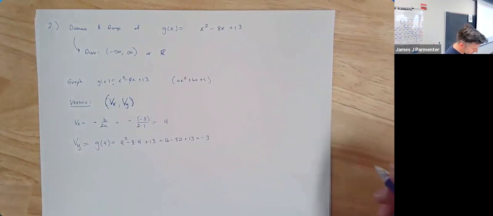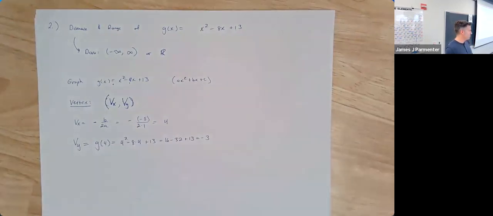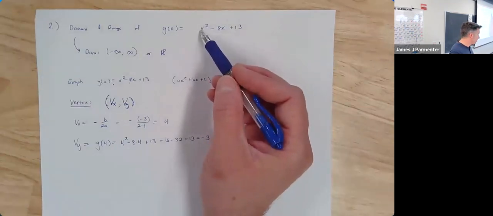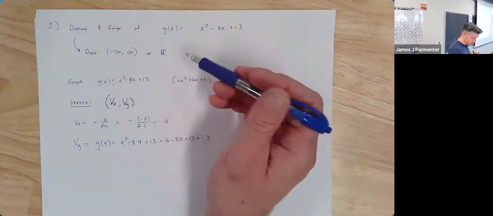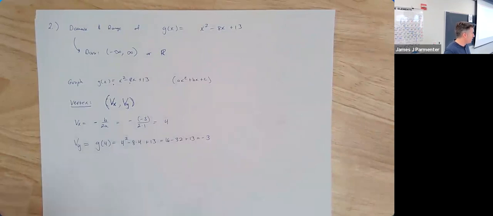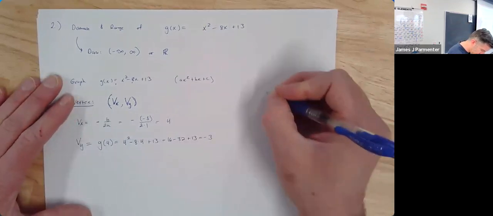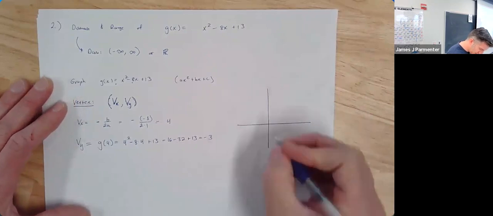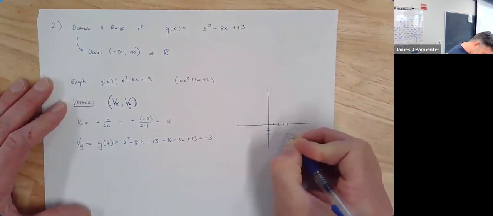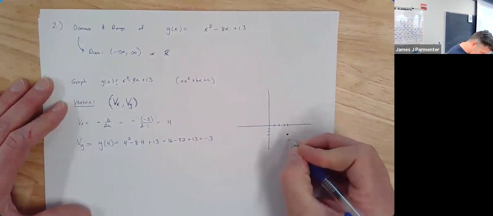Let me ask a couple of questions. Which way does our parabola open? Does it open upwards or downwards? Upwards. And how do we know? Because the leading coefficient is positive. If it was a negative x squared or a negative 3x squared, it would open downwards. We know this opens upwards, so that vertex is going to be the bottom of the parabola. Whatever our parabola looks like, we know at the point (4, -3), that's the bottom. There's our vertex.